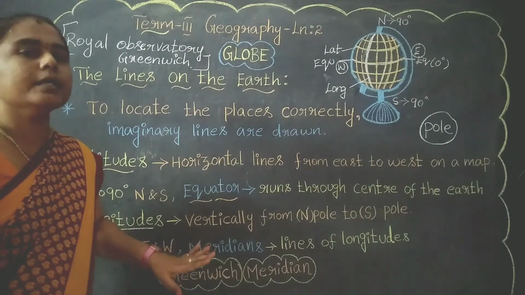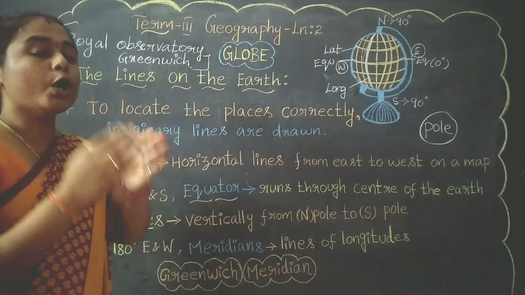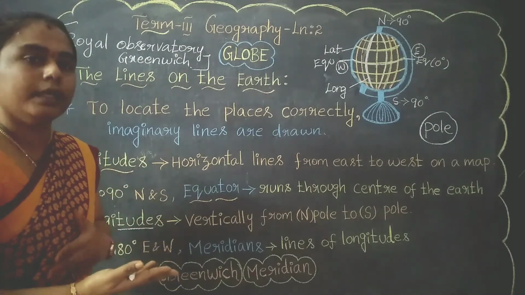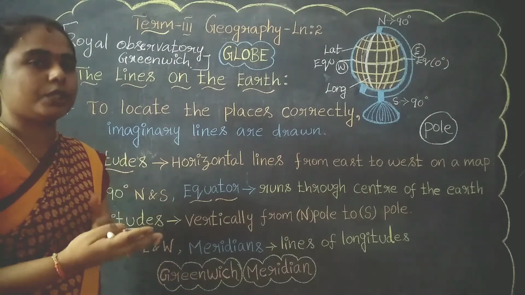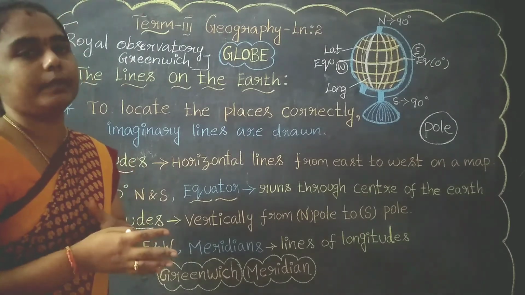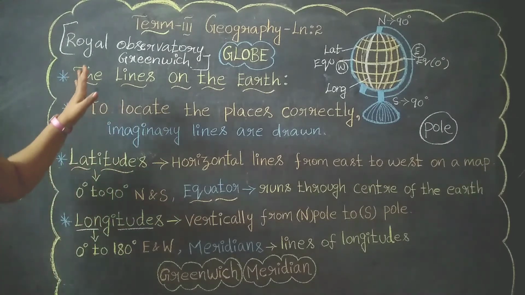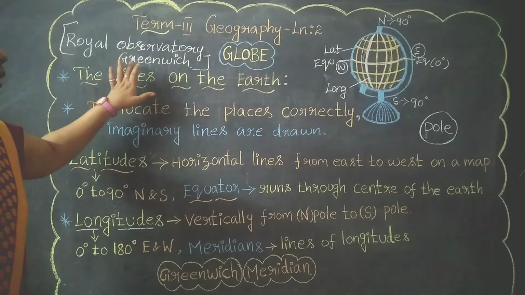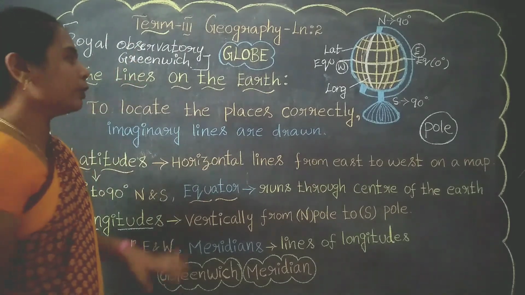So what does Greenwich meridian mean? A longitude which passes through the Greenwich is known as Greenwich meridian. Greenwich means time measure. It is one type of clock which is used to display the time. It is located in London and named Royal Observatory, Greenwich. That's all about this.